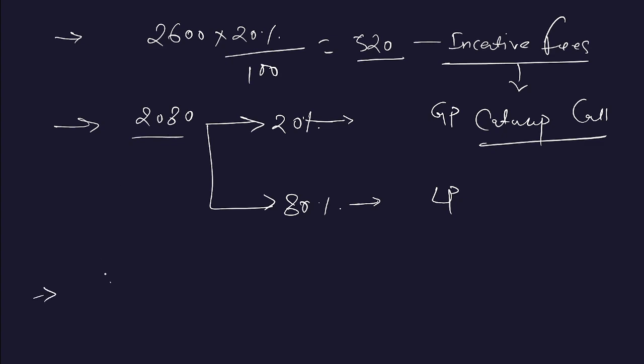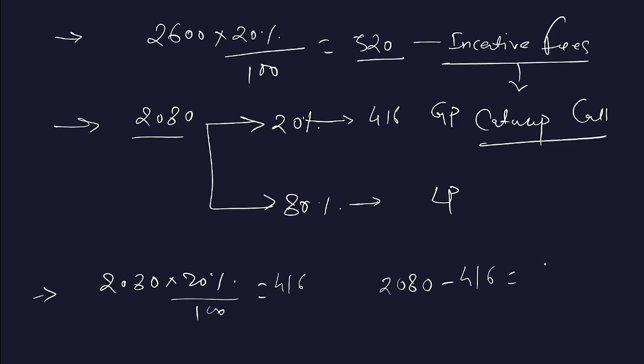Calculation would be 2,080 into 20 divided by 100. It means 416. 20%, right? Yes, 416. And the remaining would be just 2,080 minus 416. Let me know the remaining now.